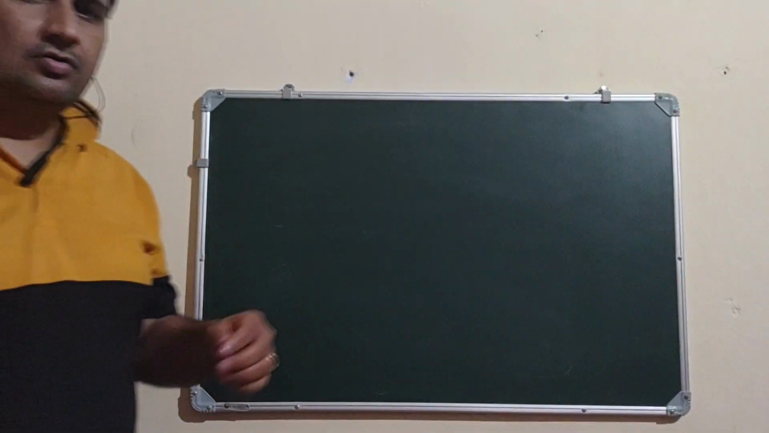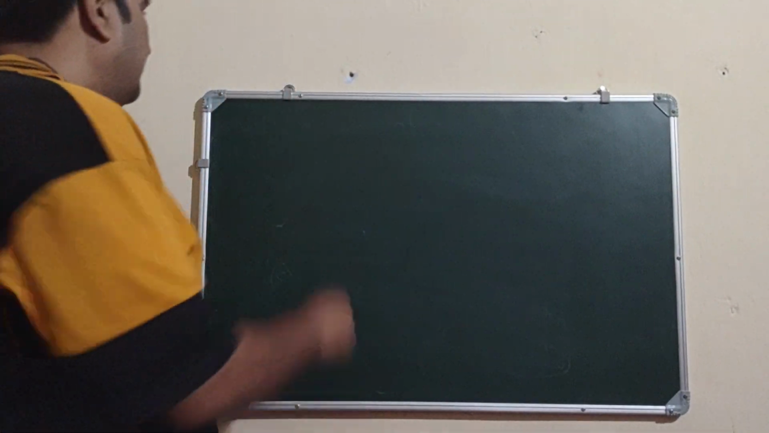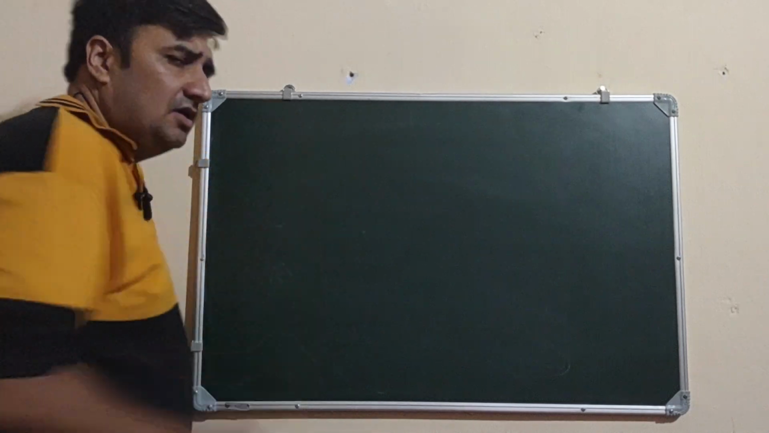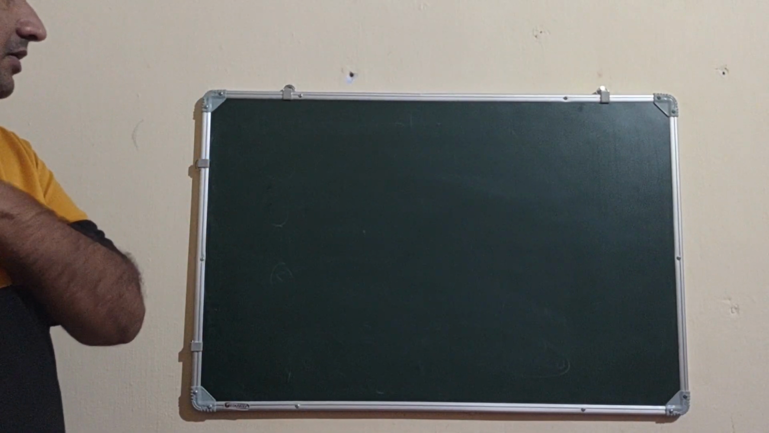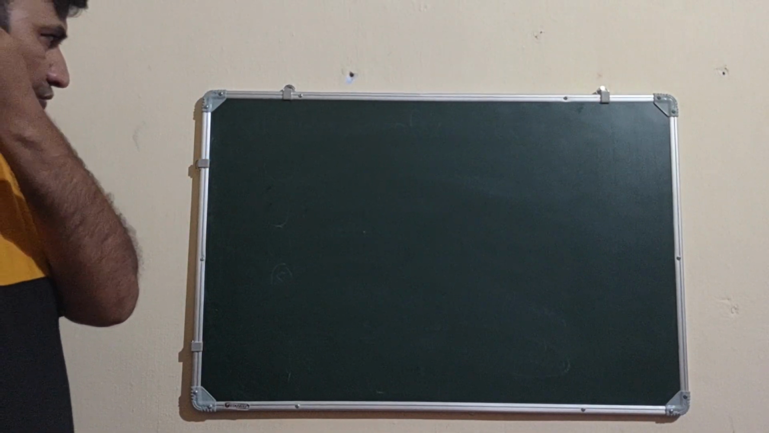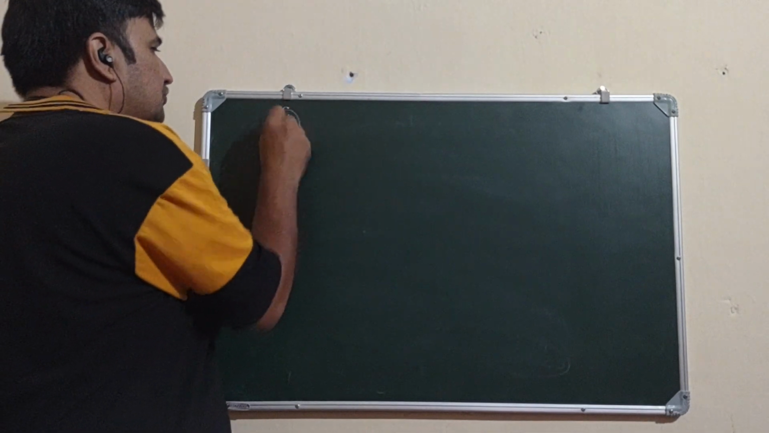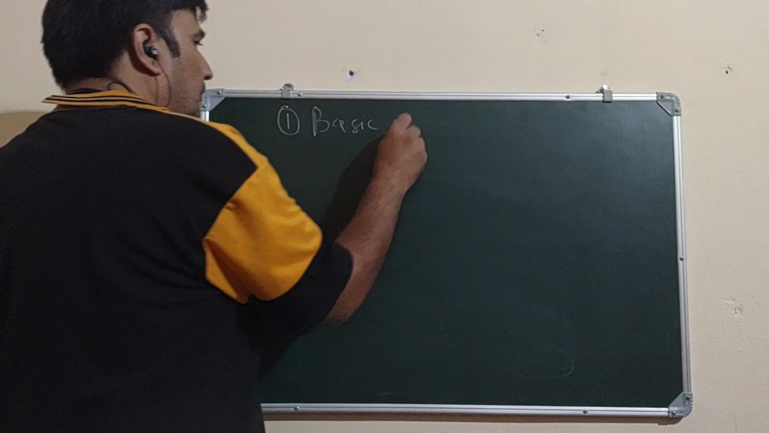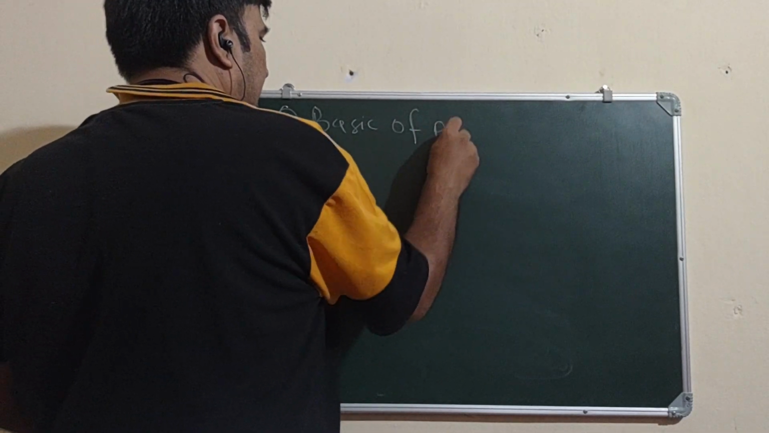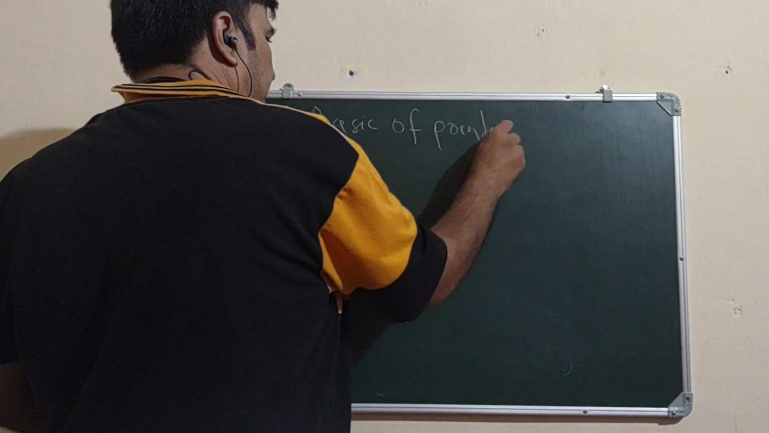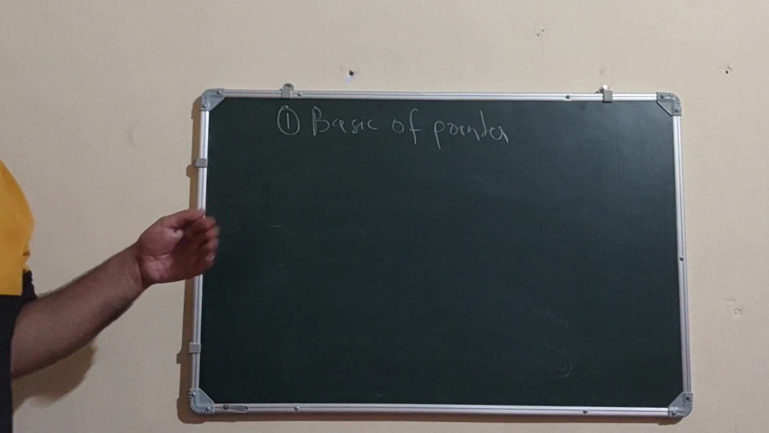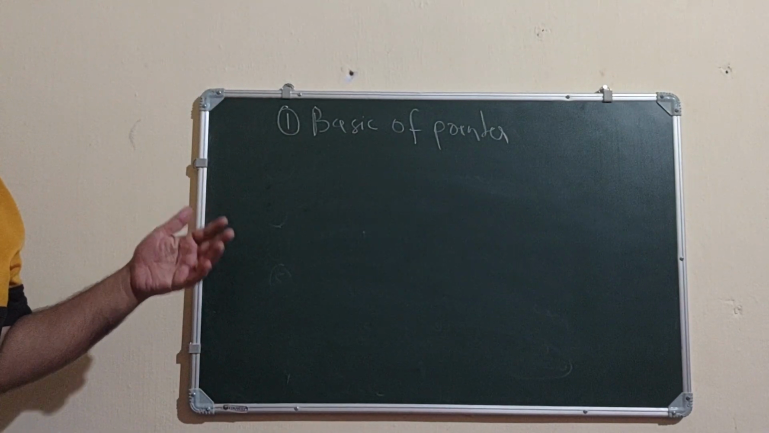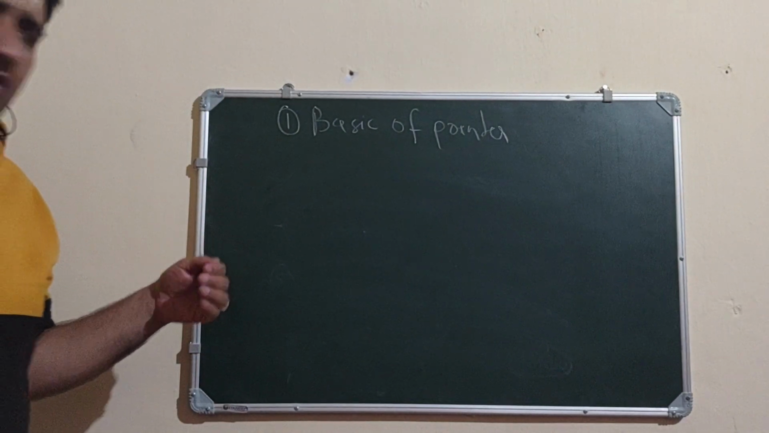Hello friends, today we are going to learn about memory management in C. And in this we are going to see the following topics. First one is basics of pointer. Here we will see the definition of pointer, and how it points to a memory location.